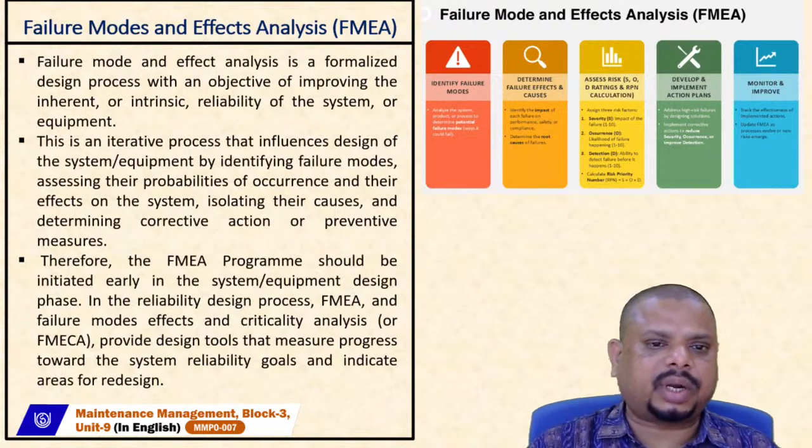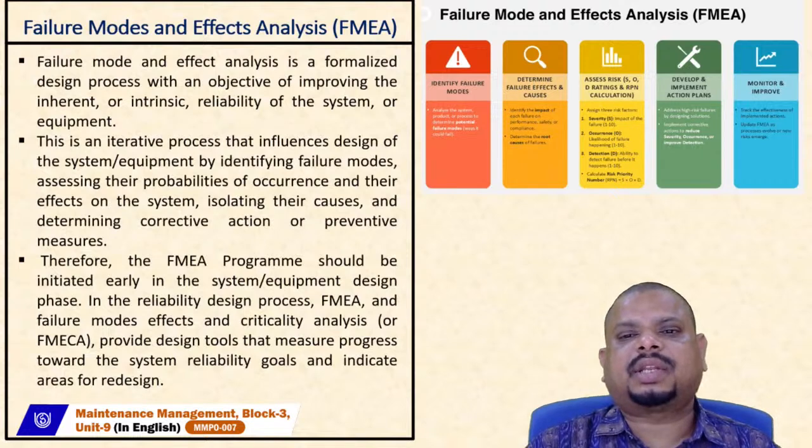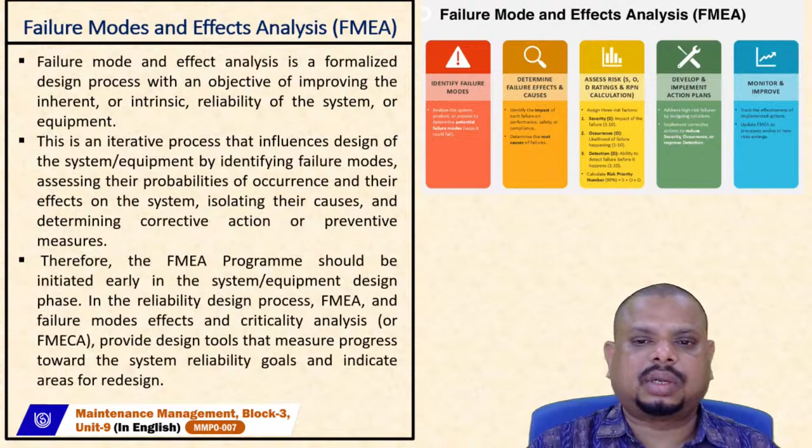So let's understand the different influences of design of the system. First, you have to identify the failure modes. That means you have to analyze the system, product, and process, and determine potential failure modes, meaning the ways it could fail. The next step is to determine the failure effects and the causes. Under this step, we have to focus on identifying the impact of each failure on performance, safety, or compliance. The next one is to determine the root causes of failures.